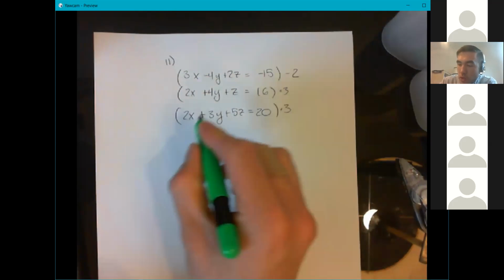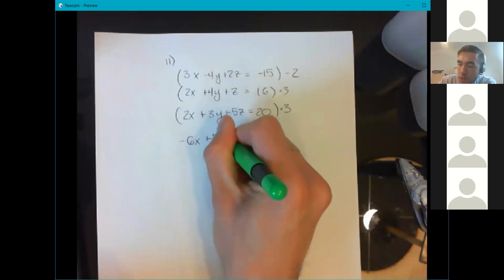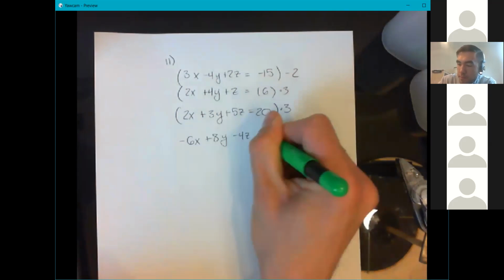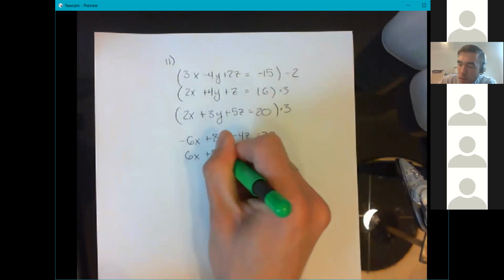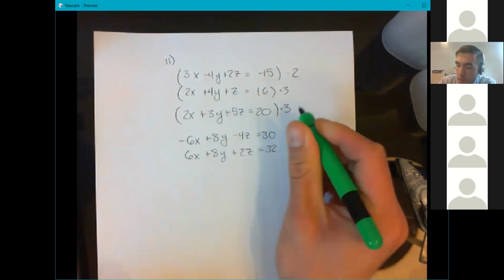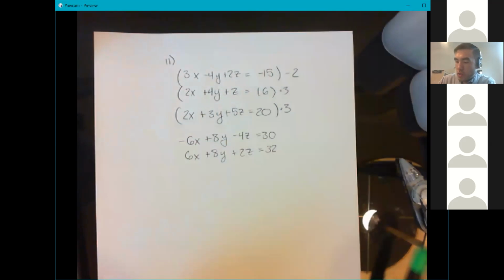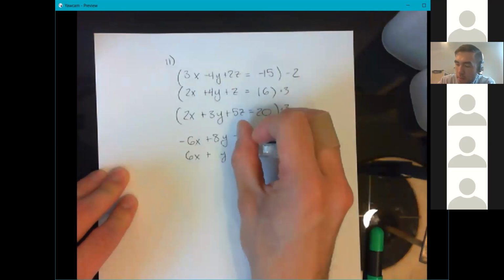And so my first equation becomes -6x plus 8y minus 4z is equal to 30. My second equation becomes 6x plus 8y plus 2z is equal to 32. Oh, wait, nope. Sorry. I got smooth brain right now.